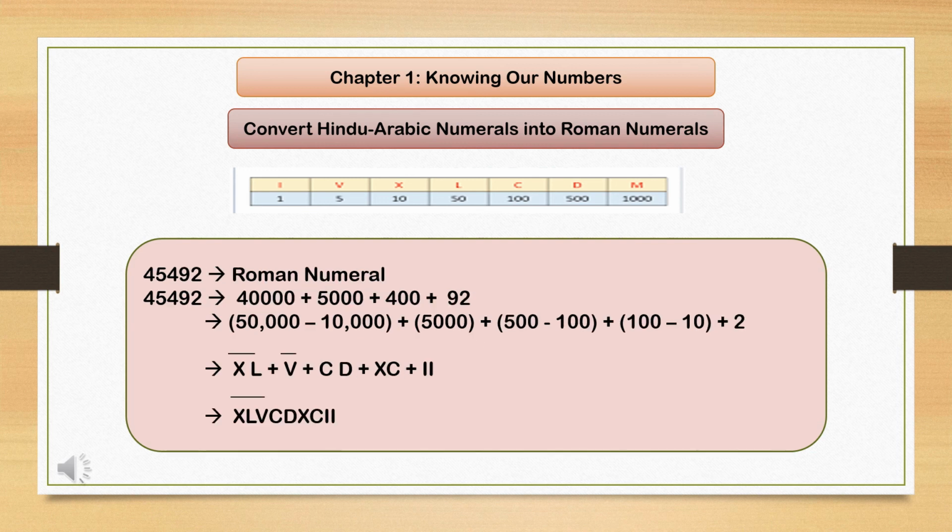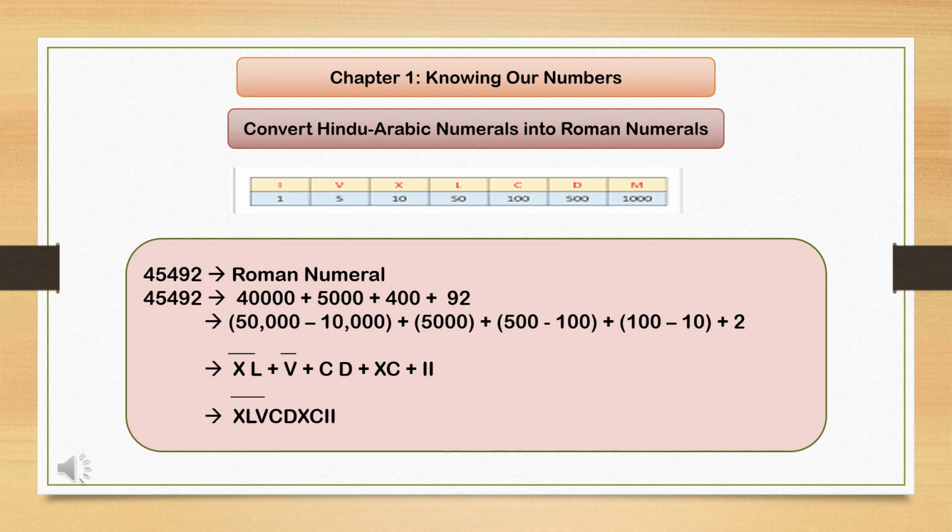Now let's add the symbols for the expanded form. Here we are subtracting 10,000 from 50,000. So we will write the symbol of 10,000 first and then we will write the symbol of 50,000. So it will be X bar L bar plus, let's add the symbol for 5000, that will be V bar plus, next we have 500 minus 100. Again, we'll mention the symbol of 100 first and then we will write the symbol of 500. So it will be CD.